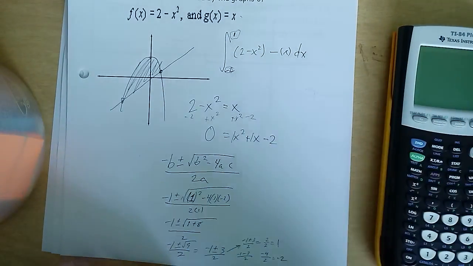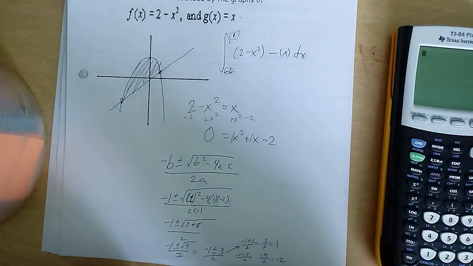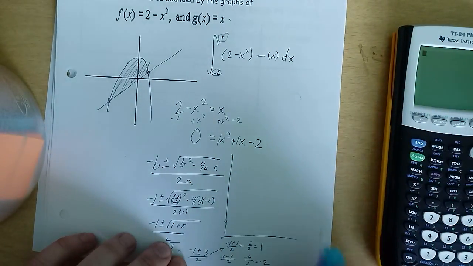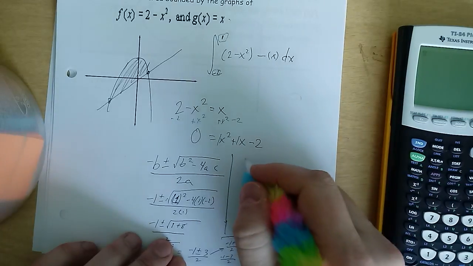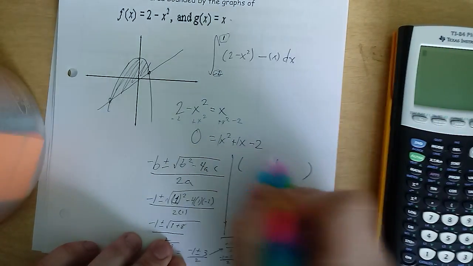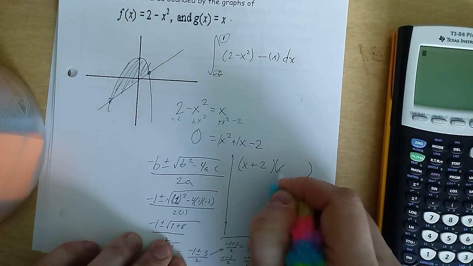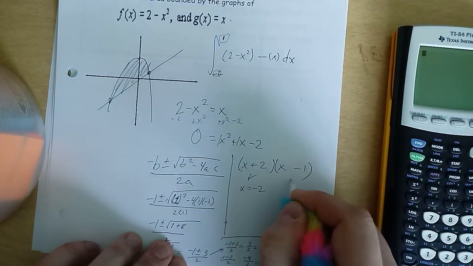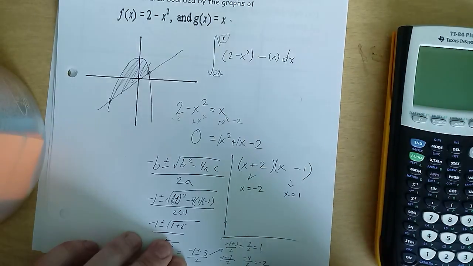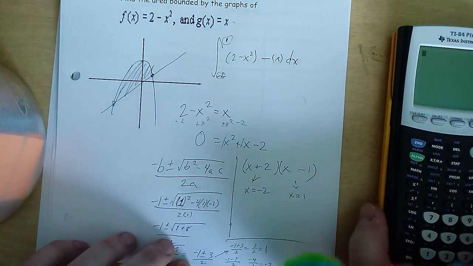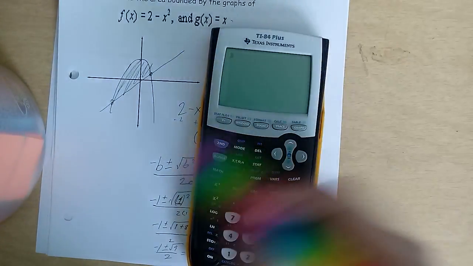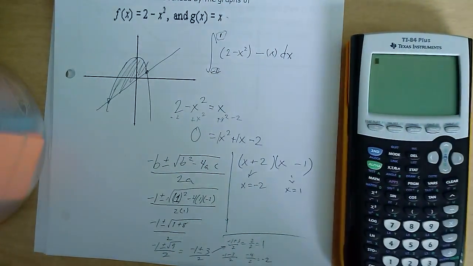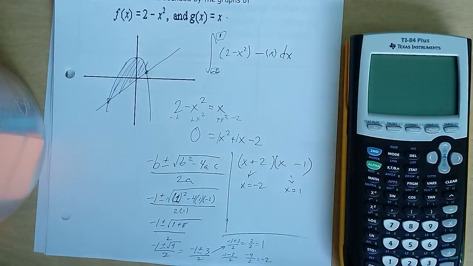All right. So that's one way to find our bounds. Another way to find our bounds that I would prefer personally is, well, now that I'm here, this would factor to x plus 2 times x minus 1. And so this would get me that x is equal to negative 2. This would get me x is equal to 1. Oh, hey, it's the exact same numbers as before. And you can also use this. So then it's just a matter of plugging it into our calculator, integrating, the end.